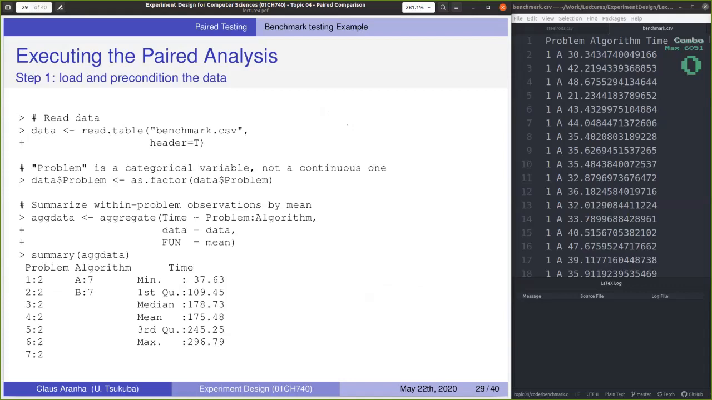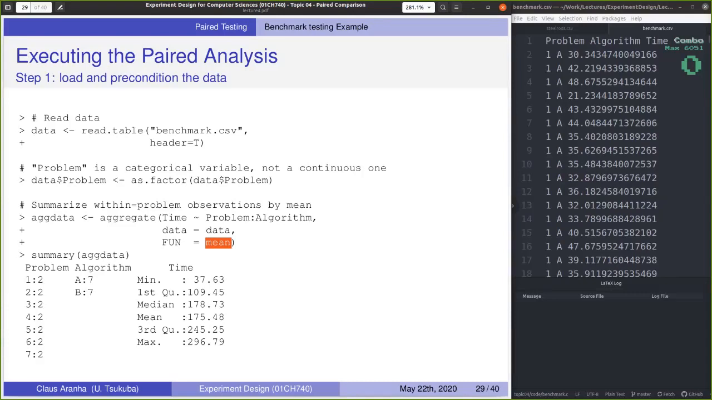In R, we can see how we do this. Here we read this data file, benchmark CSV. Now, because we have every single execution, we want to summarize, okay? So we're going to use the aggregate function in R. The aggregate function will say that the time is explained by the problem and the algorithm. So it will create a problem-algorithm pair, so we are going to have A1, A2, A3, A4. And we summarize that by taking the mean. So we are estimating the convergence value for each problem-algorithm pair based on the mean of the observations.